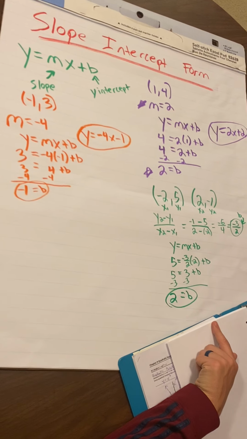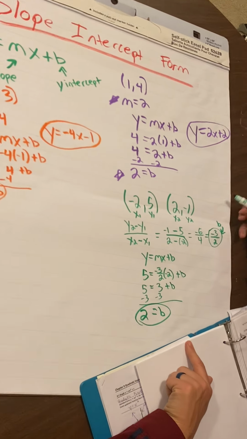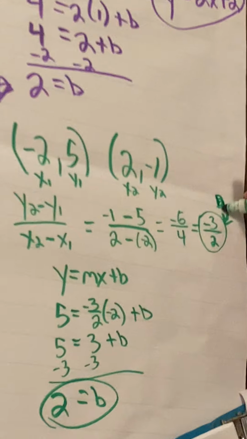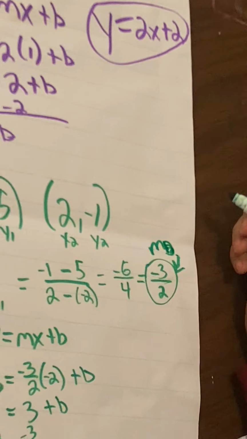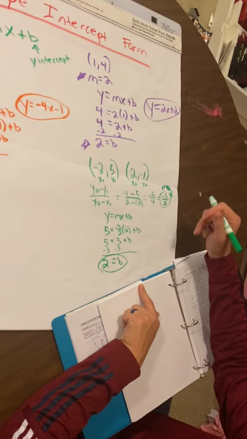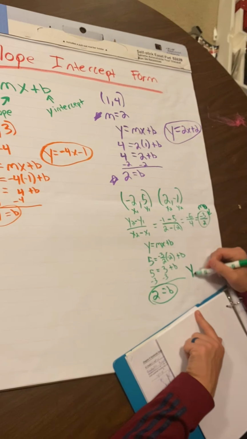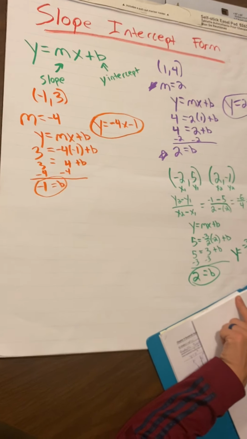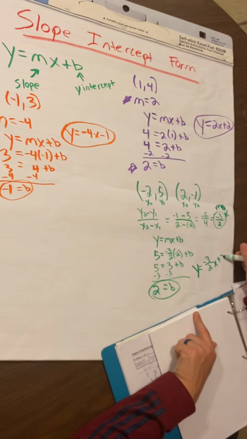I'm sorry, up here we said b. This should be m. m equals -3/2. So we're going to rewrite it: y equals -3/2 x plus 2.